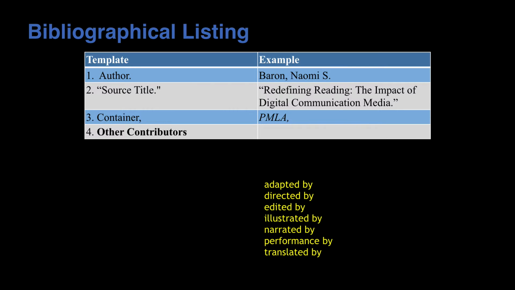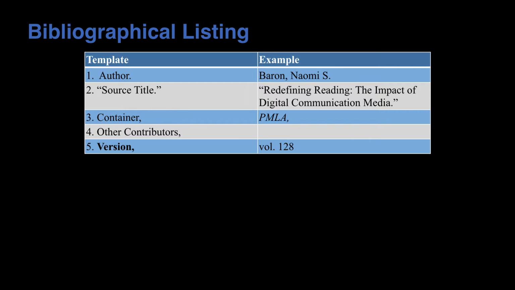So then we've got other contributors. You include these only if they're important to the purpose of your research or paper. If it's not important, they can be left out. Contributors are indicated by phrases like the ones listed here: adapted by, directed by, edited by, illustrated by, narrated by, performed by, translated by. But again, they're only included if they're important for your paper.